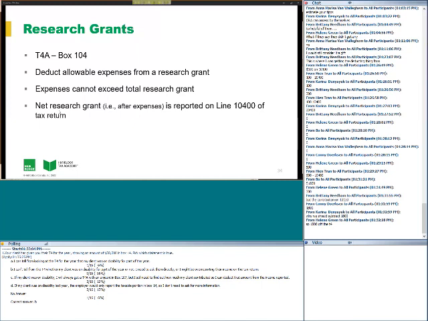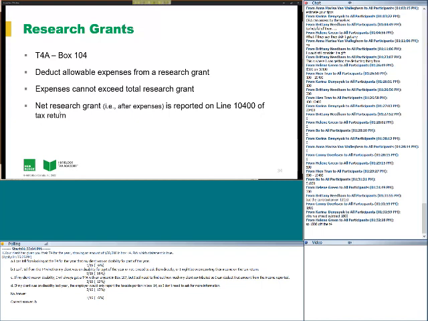So anything that you need to spend money on in order to do the research. That might be rent, it might be salary, it might be supplies, it might be chemicals, depends what you're researching, might be travel costs. You have to have your receipts because you have to be able to prove your expenses. And what you do is you only report the taxable portion. So the taxable portion is your total income, it's what's in Box 104 minus your expenses, and it can't be negative. So you can go down to zero, but not past zero. And that's what you're going to put, you're going to put the net number on line 10400.